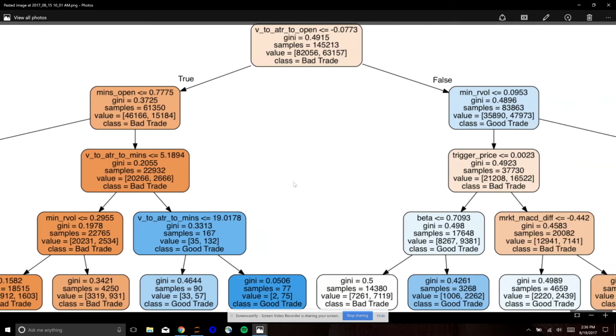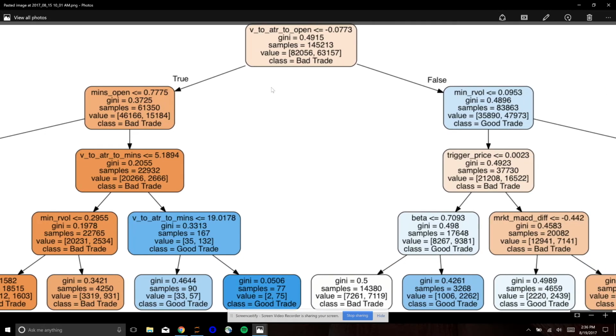So that's more or less how it's making a prediction. It looks back through all of the training data, data that it hasn't seen before, and makes these rule sets. Then it can apply any new trade to the same rule set, and the outcome will either be good trade or bad trade.